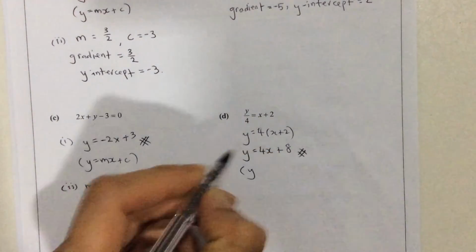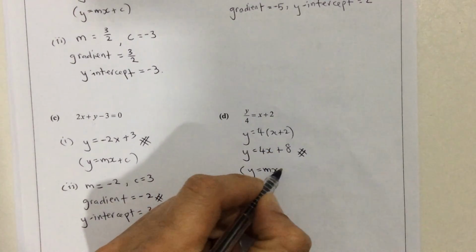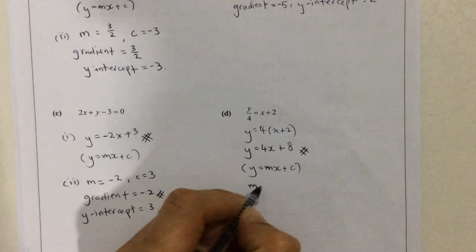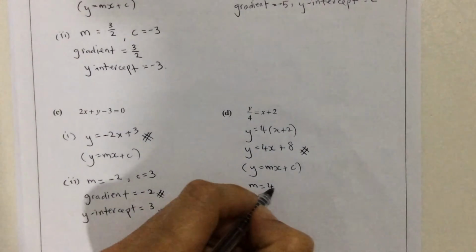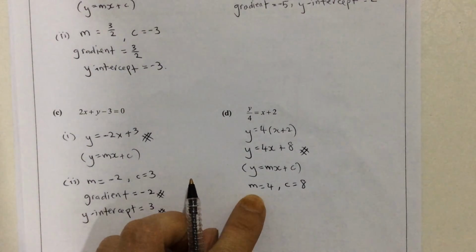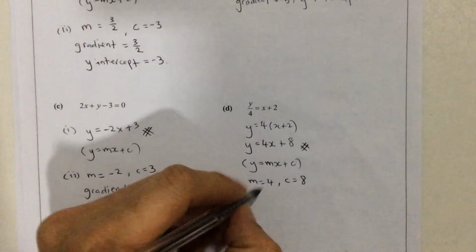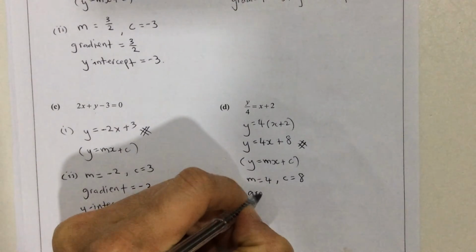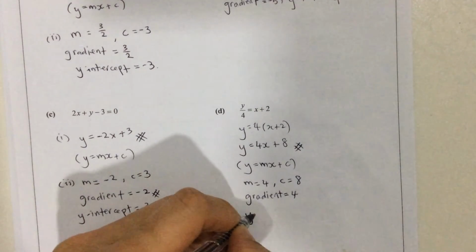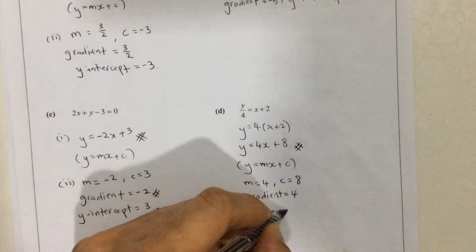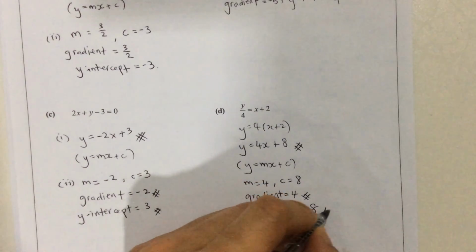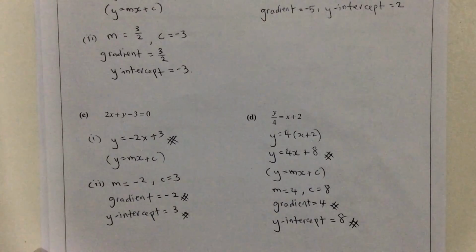So that's the answer, and it's of the form y equals to mx plus c. So in comparison, m equals to 4 and c will be equals to 8. So the gradient is equals to 4, the y-intercept equals to 8. So I'll write it down. Gradient equals to 4, y-intercept equals to 8. So this is the answer for part D.